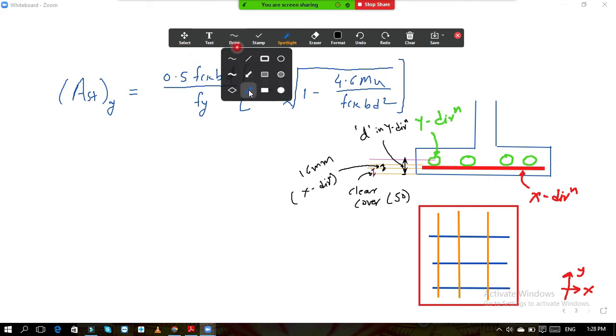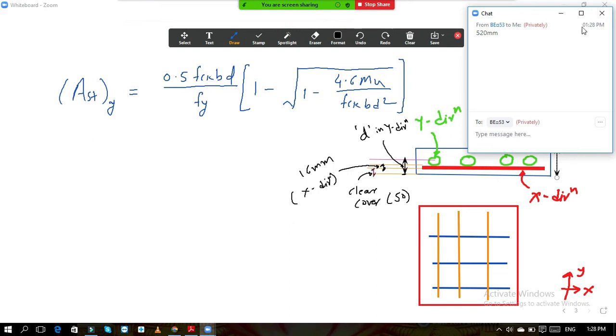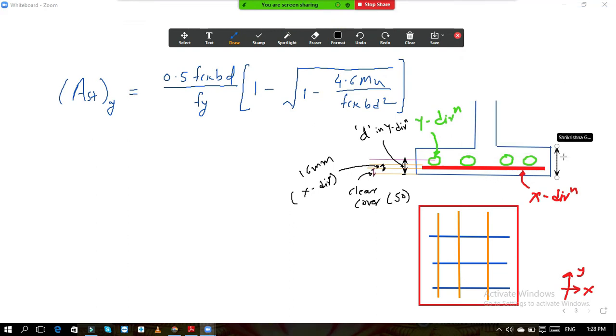For that, this is our overall depth. So what is the value of our overall depth? How much is it? 520 mm. So our overall depth is 520 mm.